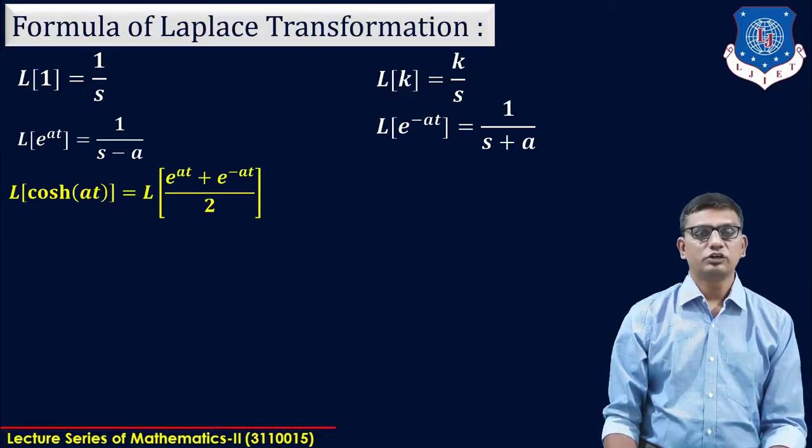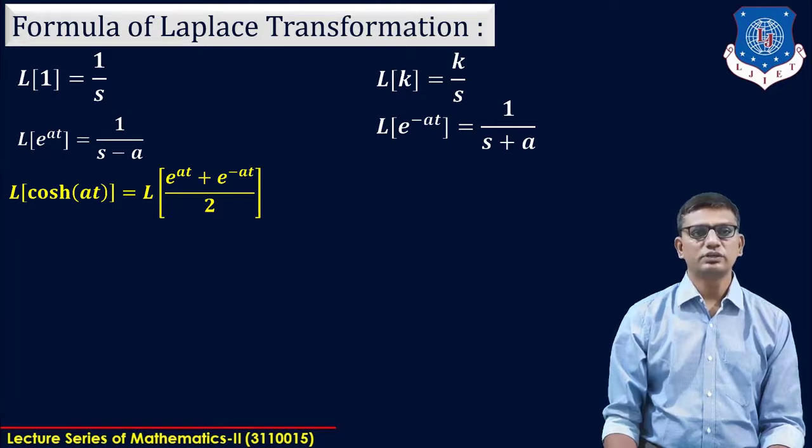Now Laplace of cos hyperbolic at can be written as Laplace of (e raised to at plus e raised to minus at) by 2, because cos hyperbolic at is (e raised to at plus e raised to minus at) by 2. Now we put the Laplace of e raised to at and e raised to minus at in this formula. Then finally, after simplifying, we get the Laplace of cos hyperbolic at is s upon s square minus a square.